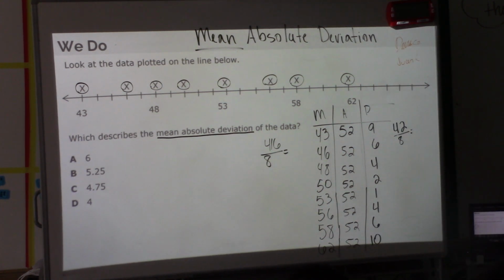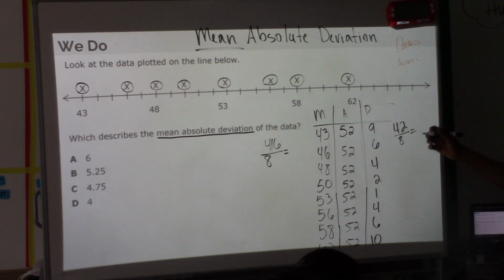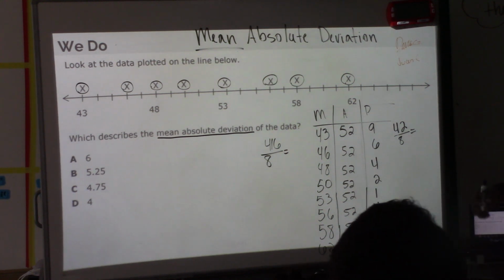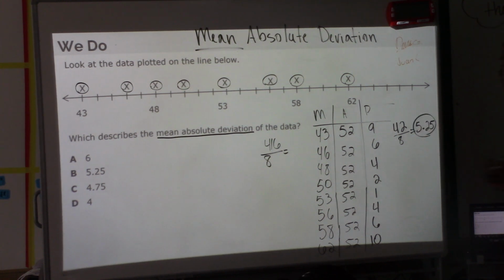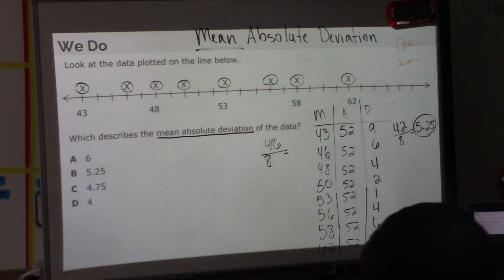All right, so what is 42 divided by 8? 6. 7. Okay. Just type it in your calculator. 5.25. All right, 5.25. We're moving past it.